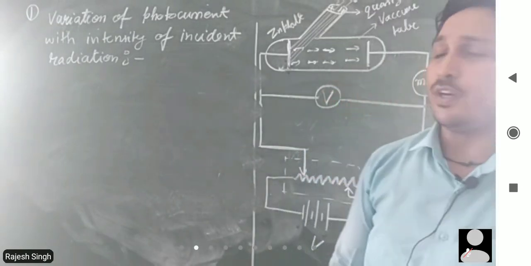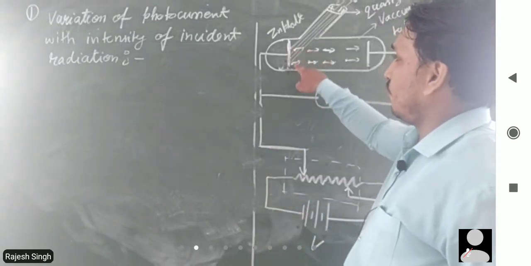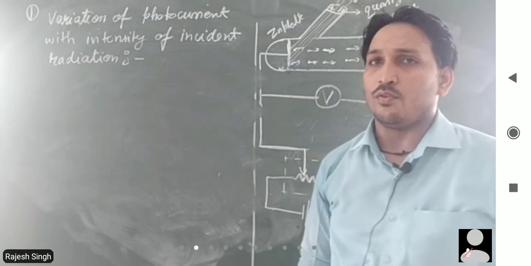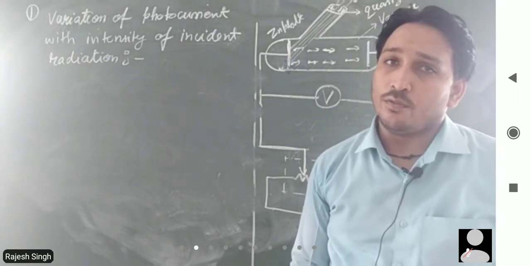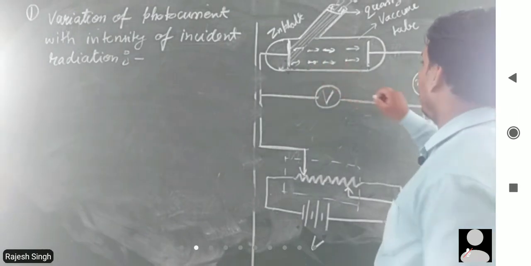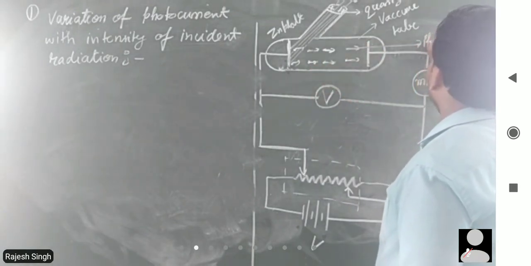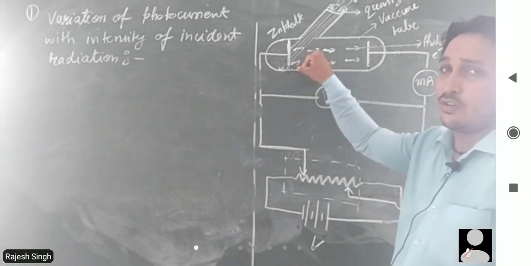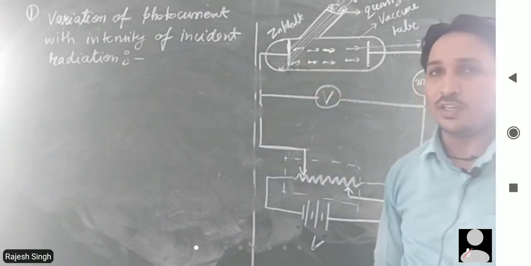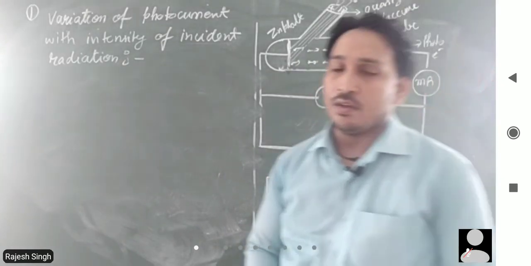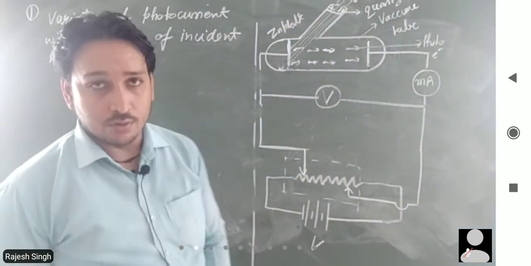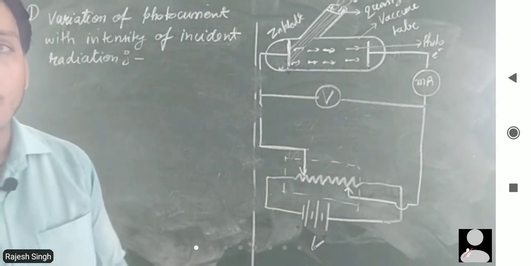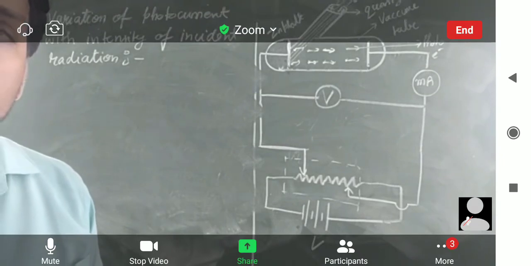What is that photocurrent? The current which flows due to these electrons is called photocurrent. And these electrons are called photoelectrons. So these electrons are called photoelectrons, and the current due to these electrons is called photocurrent. Now we are going to study how this photocurrent varies with respect to the voltage. Okay, are you getting me? Raise your hands.